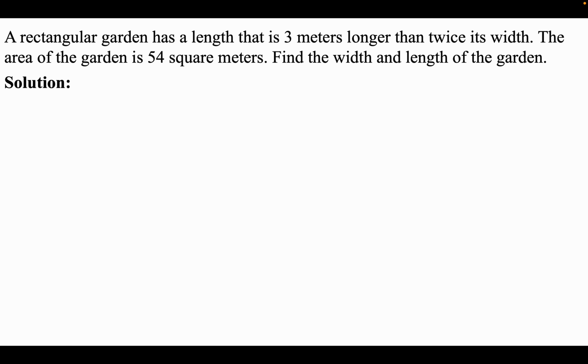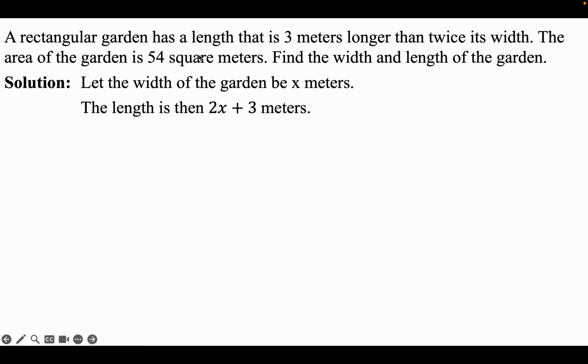Okay, so let's let x be the width of the garden. Now the length is 3 meters longer, so that means plus 3, than twice its width. Twice the width means 2 times x. So 2x plus 3 would be the length in meters in this case. Twice the width and then 3 meters longer.